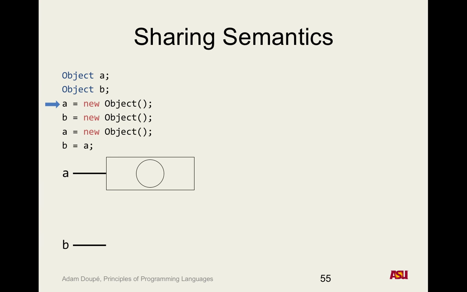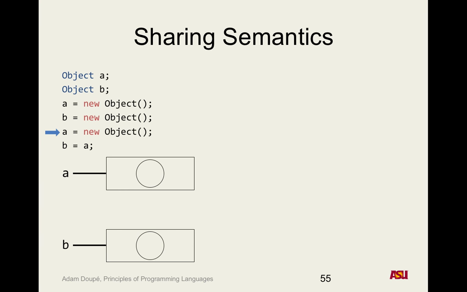So let's say it's some object, whatever. So now we finally have our binding. Then when we do the same thing with B, new is going to create a new location with an object in the value, and it's going to bind B to that new location.